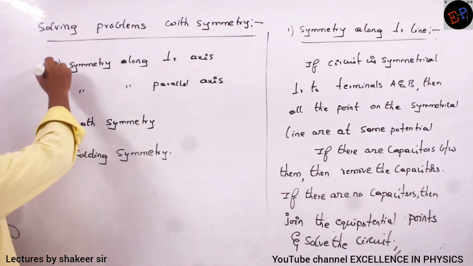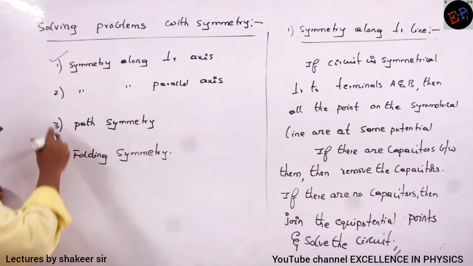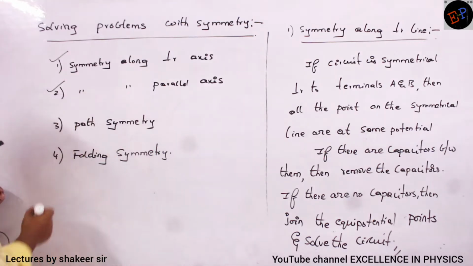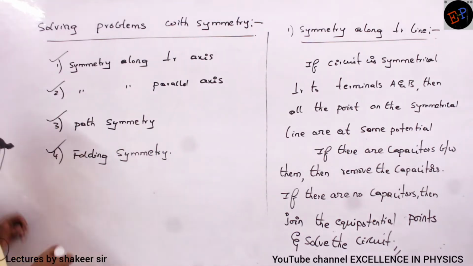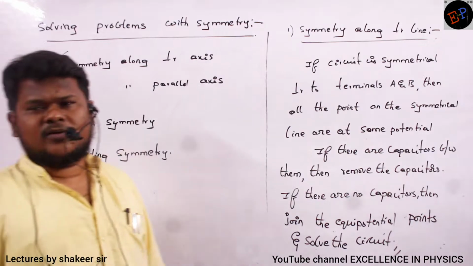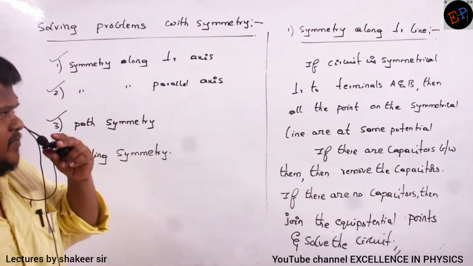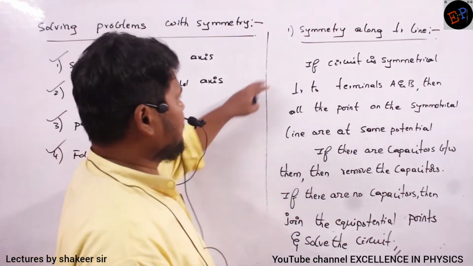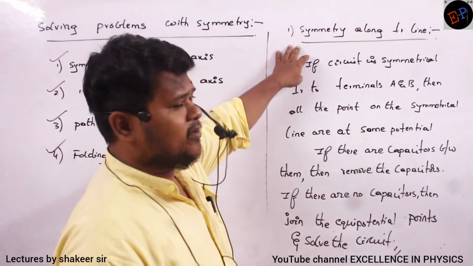So, symmetry along perpendicular axis, symmetry along parallel axis, path symmetry, folding symmetry. There are some more symmetries. First of all, we will discuss symmetry along a perpendicular line.